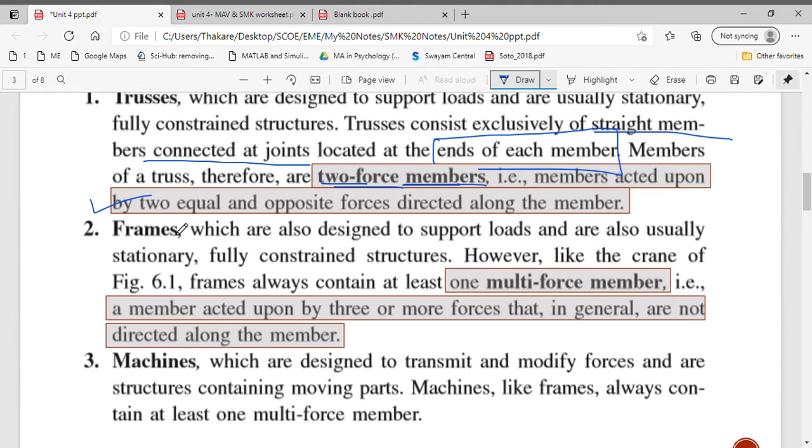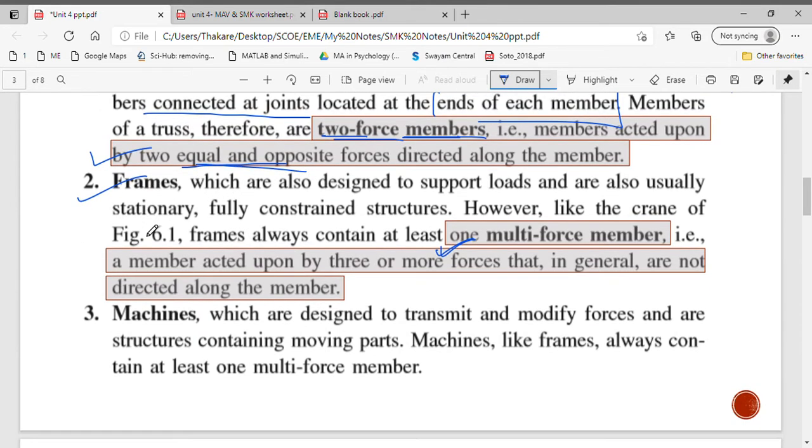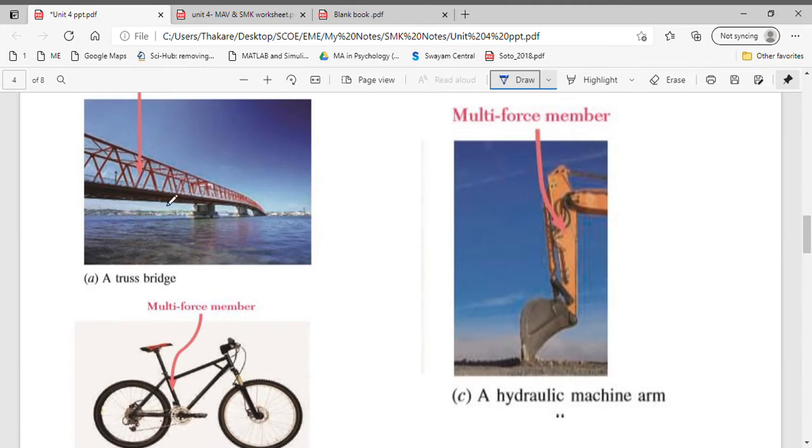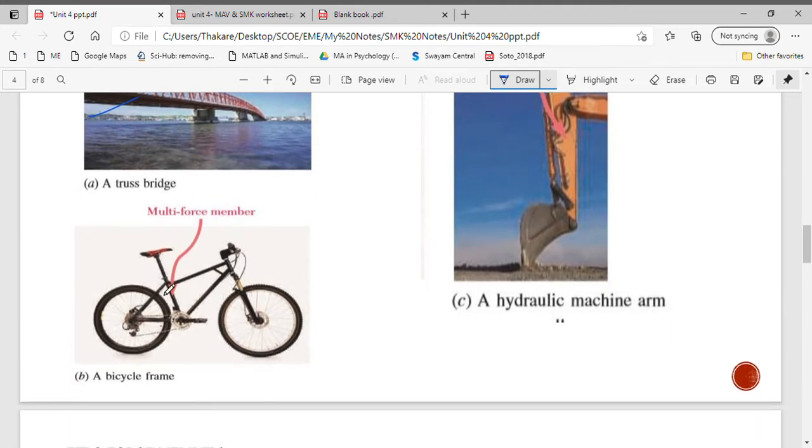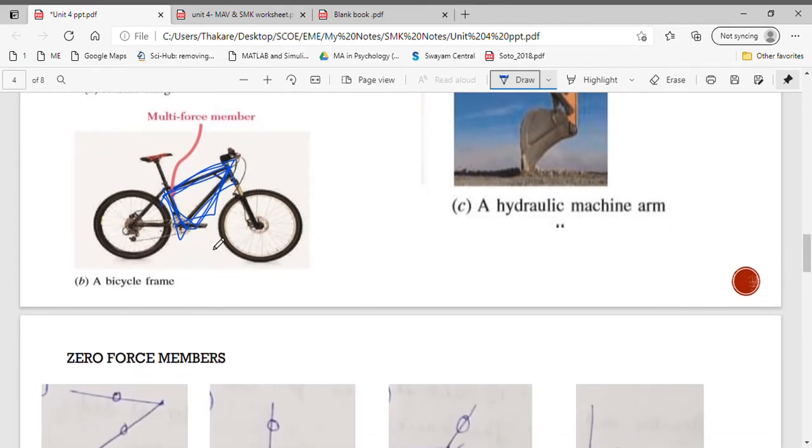A frame is also made to carry loads, but it has multi-force members. That means on a frame more than two forces can be acting, and those forces can be acting in various different directions. Those are not equal and opposite forces acting on the member. So that is a frame. This is an example of a truss, and this is an example of a frame. Here there are three members and there is a moment and external force all acting. So this will be considered a frame.